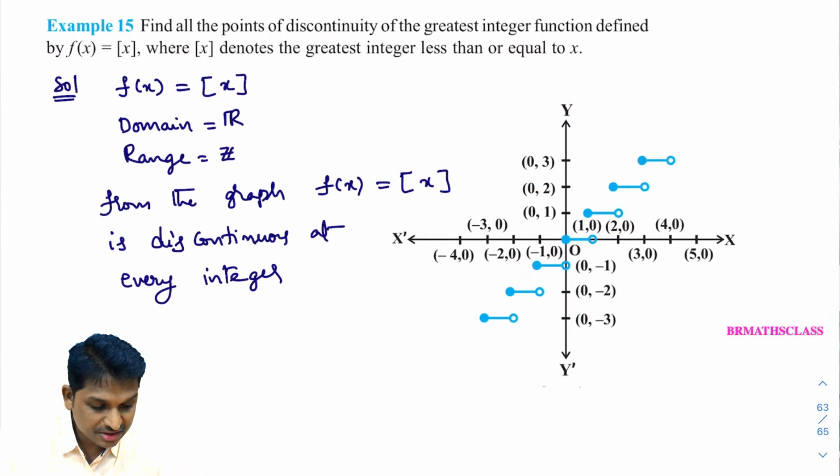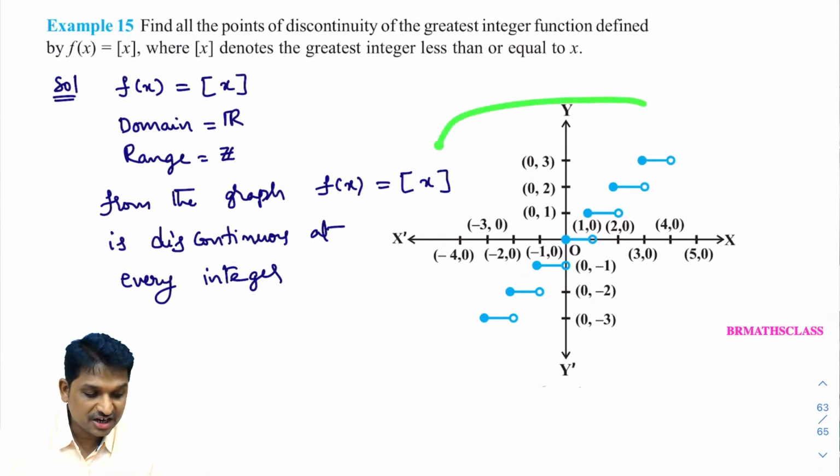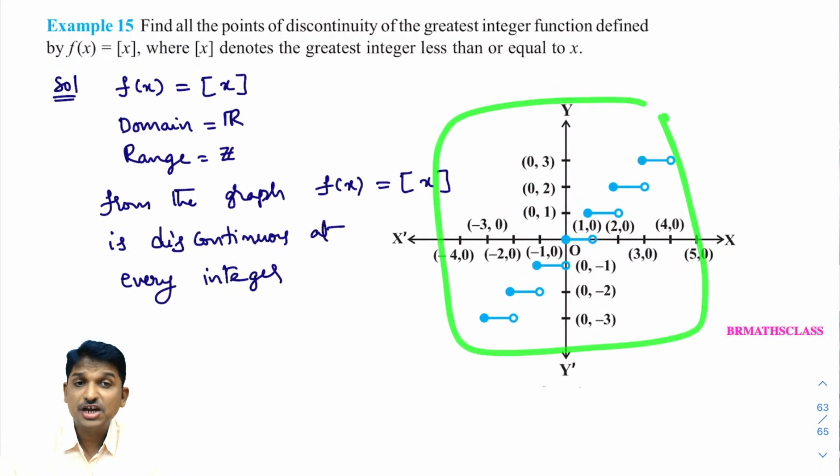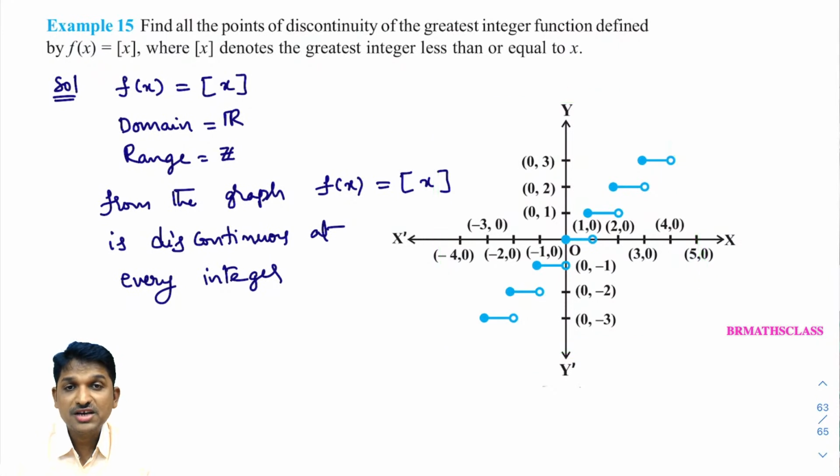At other numbers, suppose at 2.5, is this continuous or discontinuous? It is continuous. At 3.5, continuous or discontinuous? It is continuous. At 4, continuous or discontinuous? 4 is an integer. At every integer, this is discontinuous. I hope you are understanding.